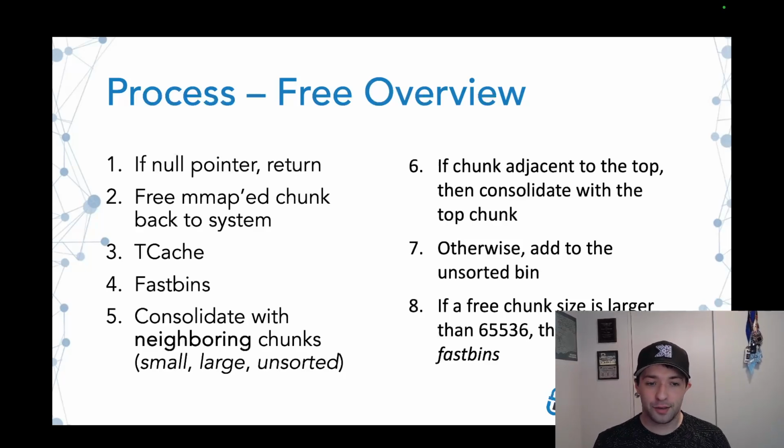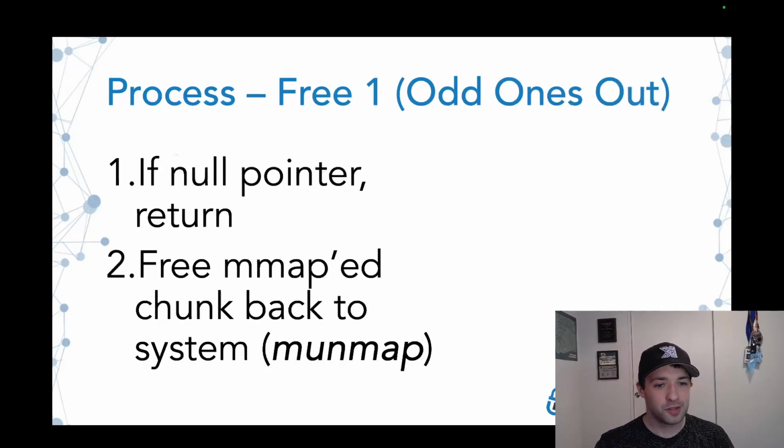So, with free, it's a little bit simpler, and I think it's good to chat about. So first, there's kind of two edge cases. First, if it's a null pointer, then it will just return. Second, if it's mmapped, then the chunk will be munmapped, meaning that it will remove the memory mapping directly for you. This is what the M bit on the chunk size metadata is used for.